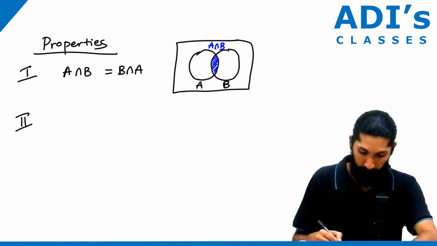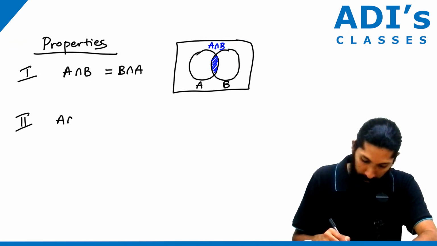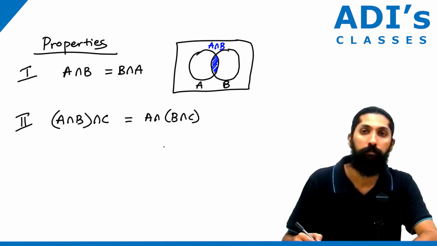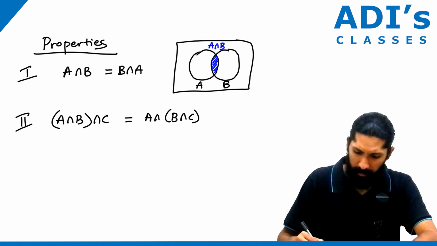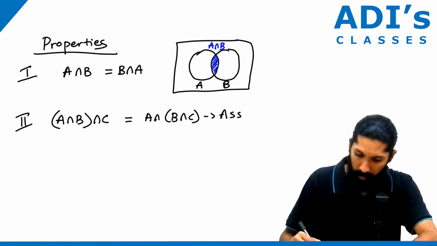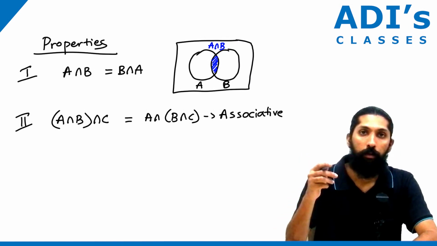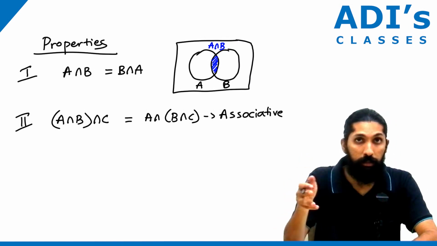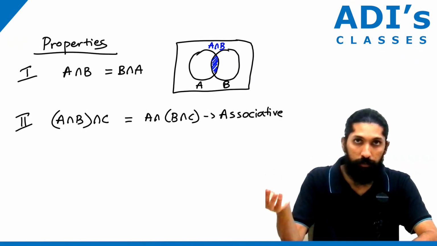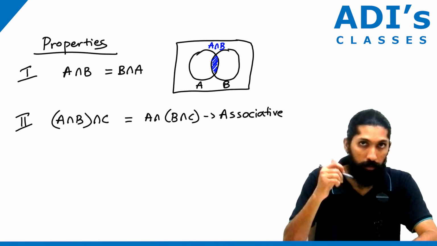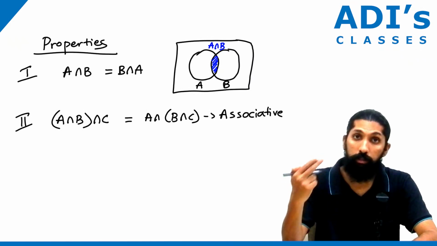In associative, when you have A intersection B intersection C, this is equal to A intersection of B intersection C. It is associative. Quite obvious that this has to be associative, because if you think about it logically, the area has to be common for A intersection B intersection C, and the same thing goes for the other case also, correct? Logically, it has to be true. So the first one is commutative, the second one is associative.